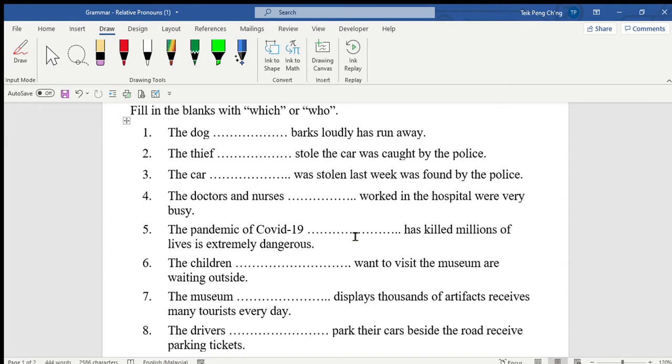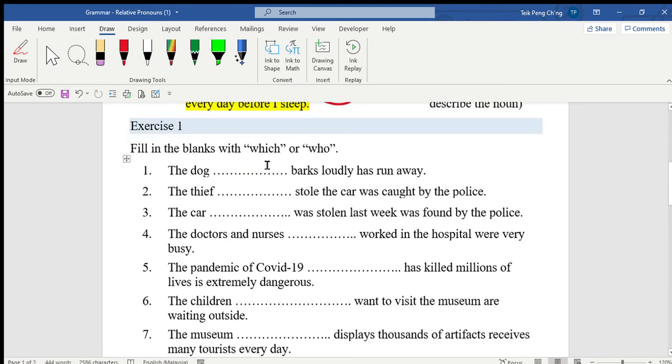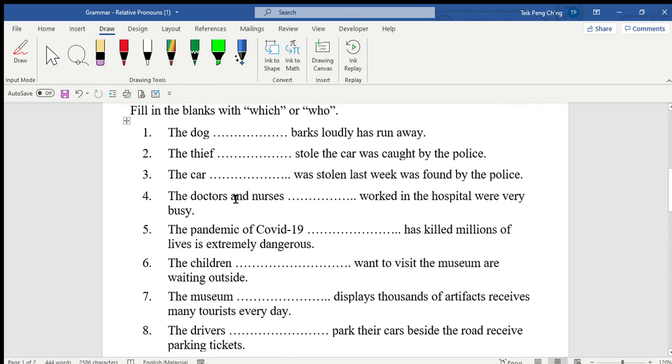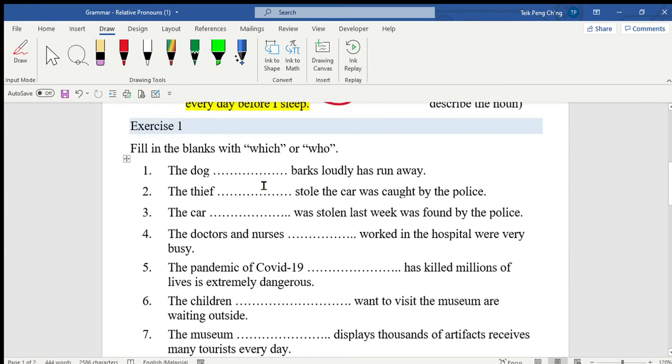Alright, now, I believe that you stopped your video just now, and now I would like to discuss the answers with you. Okay, look at the first one. Whether we need to use which or who, you have to look at the noun that it describes, whether it's a human or a non-human. Okay, look at the first one, the dog.